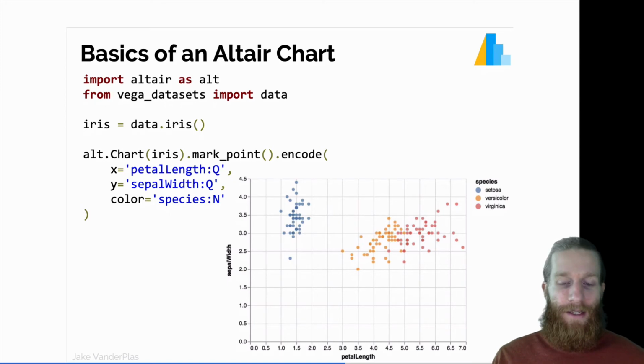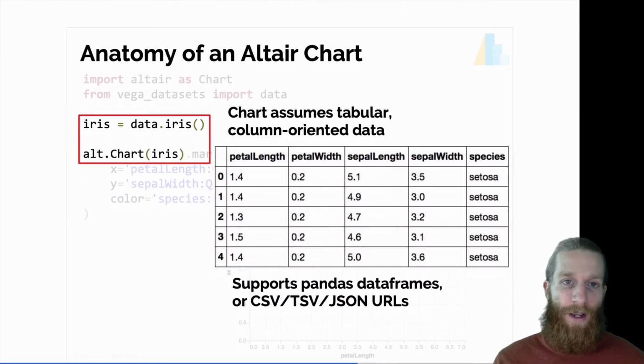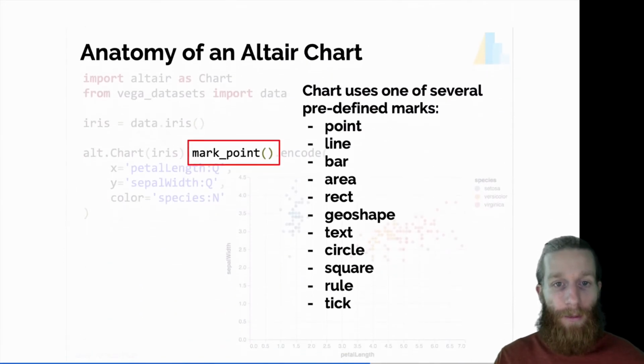So if we want to dive into this first chart in detail, first, the alt.Chart of iris. Here we're taking tabular data, really a pandas data frame, and putting it into the chart. We can use pandas data frames, CSV, TSV, JSON URLs. Altair supports URLs through Vega-Lite supporting URLs of data. It can understand any of those formats. If it's a pandas data frame, I think Altair is actually going to convert that to JSON for us internally. So the first thing to do is alt.Chart of your data. Here a data frame, and we'll probably be working with data frames.